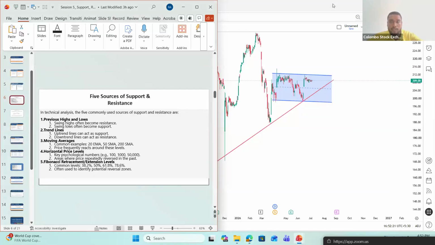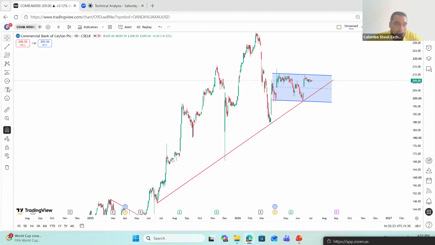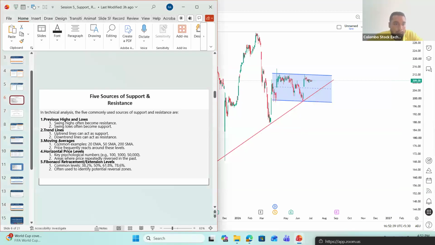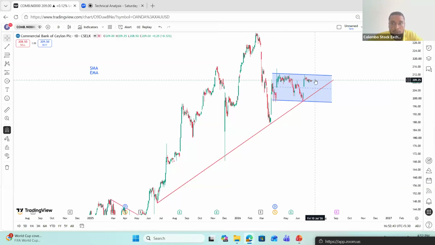Also moving averages, which we will discuss in the next session. There are two main types, simple moving averages and EMAs, exponential moving averages. Those are also support and resistance. We will discuss that in the next session. And also the horizontal price channels that I drew earlier.